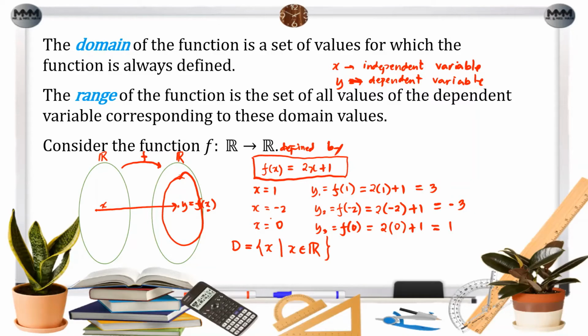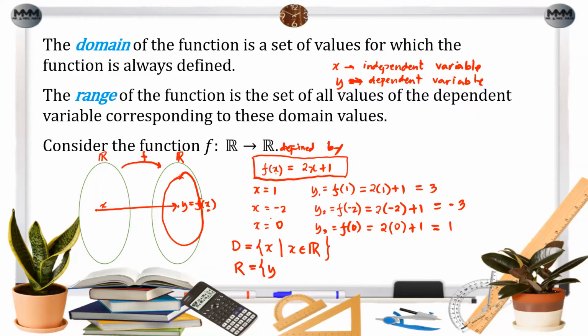By the way, the range could be equal to the codomain if all the elements here have pre-images, or the function becomes onto. If the function is onto, the range, the set of all images, is equal to the codomain. So that's it. Therefore, the range here, let us denote it by R for the range. It is the set of values of y.